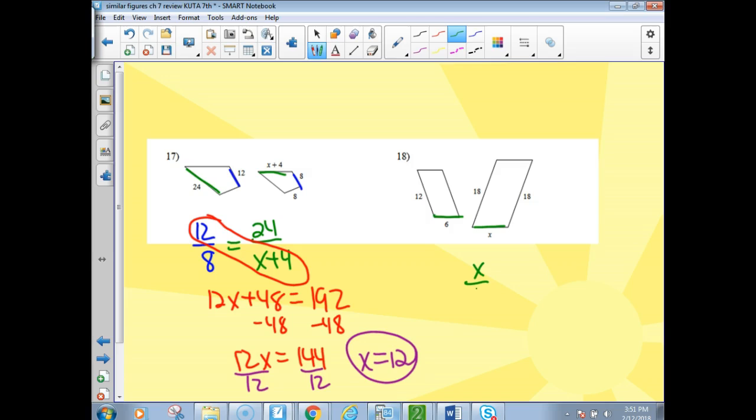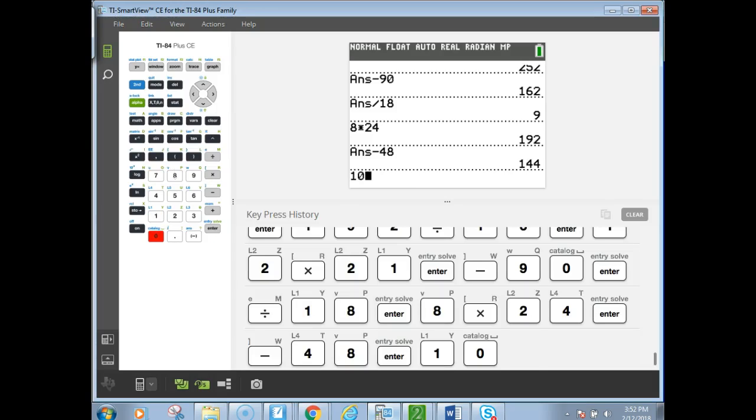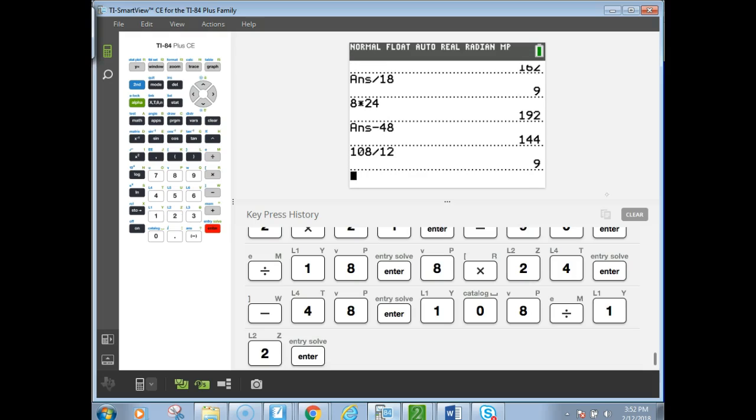Okay, and then finally, let's see, we've got x and 6. Those will correspond. 18, I started with the second figure. 18 over 12 would be my second fraction. Cross multiply, 12 times x equals 6 times 18 would be 108. Divide both sides by 12. 108 divided by 12. And that's 9.